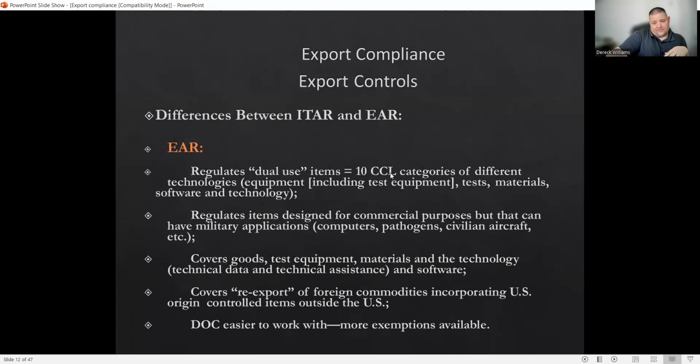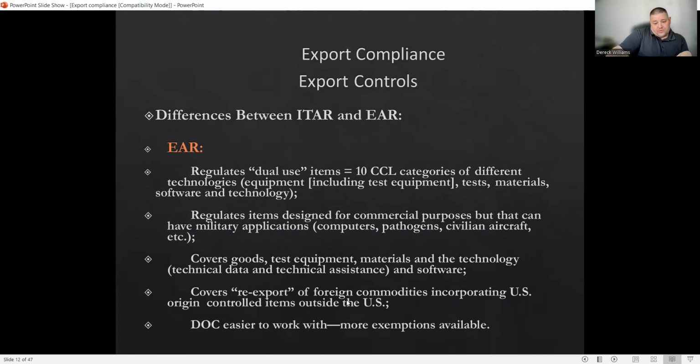That's their list of dual use items. It includes test equipment, test materials, software, and technology. They regulate items designed for commercial purpose, but that can have military applications. So here are a couple more examples, right? Computers, pathogens, and civilian aircraft are good examples. They're not really designed for military, but they certainly could be weaponized. They cover goods, test equipment, materials, and the technology or technical data and assistance, as well as software.